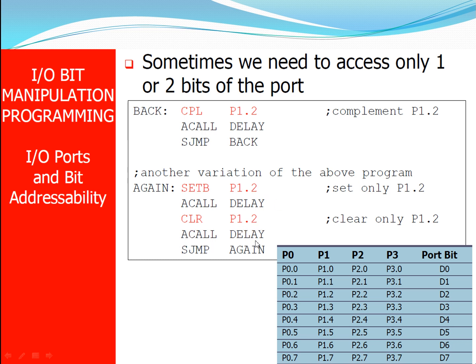Again call the delay subroutine, and SJMP again is given to SETB P1.2. So again it sets P1.2. That means it continuously makes the P1.2 pin 0 and 1. So this is another way of writing the same program.